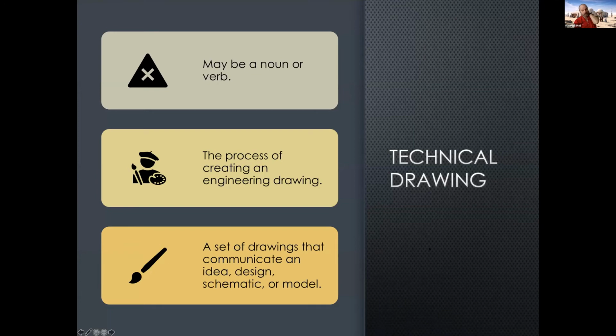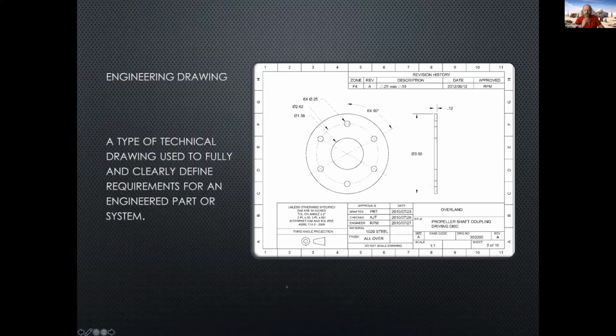So technical drawing can be used as a noun or a verb, right? I'm drawing something, I'm doing a technical drawing, or it could also be the actual product, which is a drawing. So it's a noun. It's a process of creating an engineering drawing, right? Or it is a set of drawings that communicate the idea, a schematic, a model, that sort of thing. Okay. So a type of technical drawing used to fully and clearly define requirements for an engineered part or system. That's an engineering drawing. So it's a specific type of drawing.